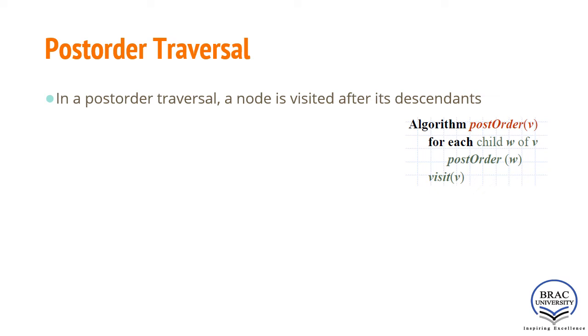But in the post-order traversal, there is a change. In the post-order, at first you need to visit or explore or traverse each child of the root in a post-order manner, and after all the visits are done, then you need to visit V, that is the root node.